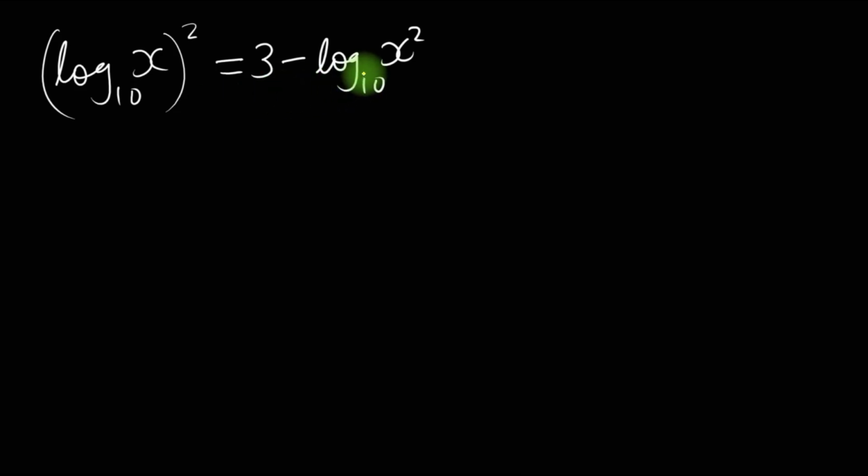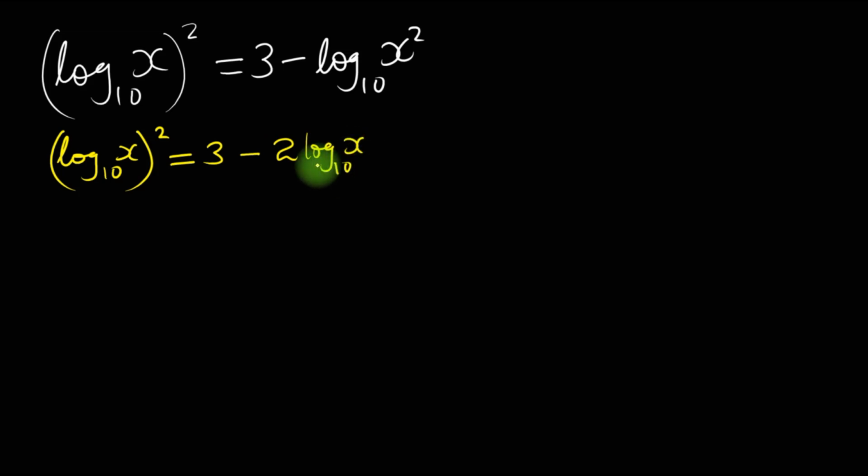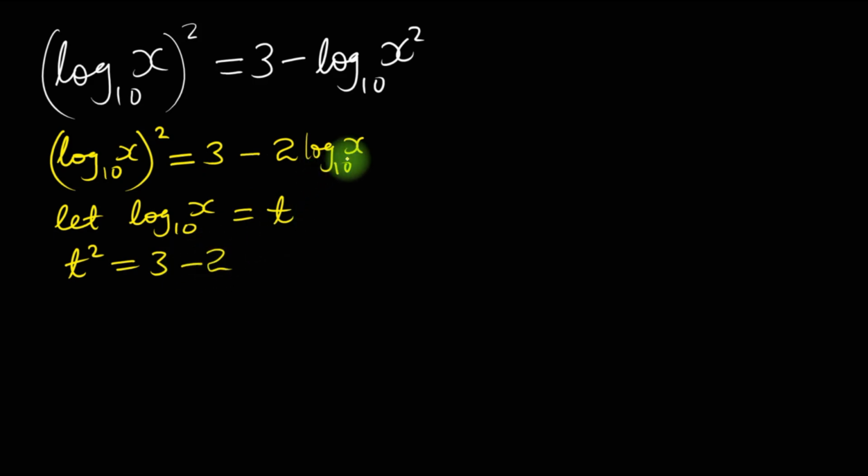Actually, we can rewrite this equation as (log of x base 10) squared is equal to 3 minus, this can also be written as 2 log of x base 10. So we have a common value, that is log of x base 10. So we can say let log of x base 10 be equal to t. Therefore, we replace t where we have log of x base 10. So from here, we'll have t squared equal to 3 minus 2 log of x base 10, which is t, so that will be minus 2t.